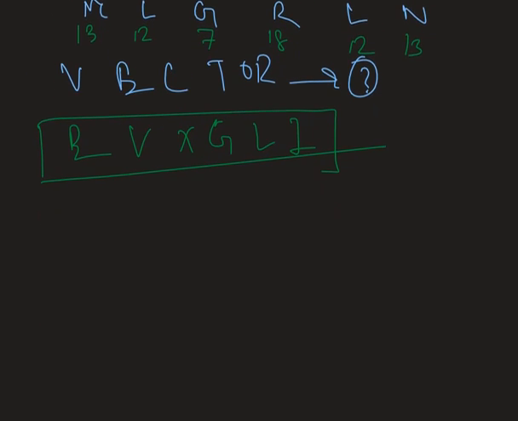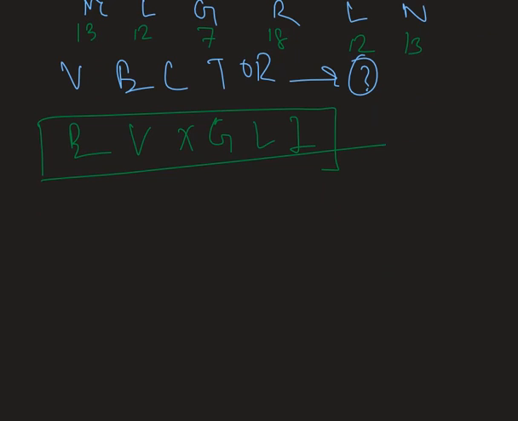Similarly, if we give numbers to the word vector, we get 22, then 5, then 3, then 20, then 15, and lastly 18.